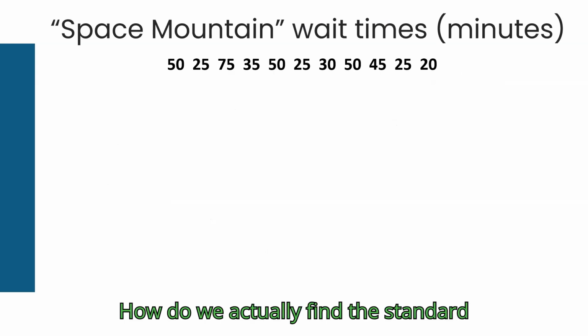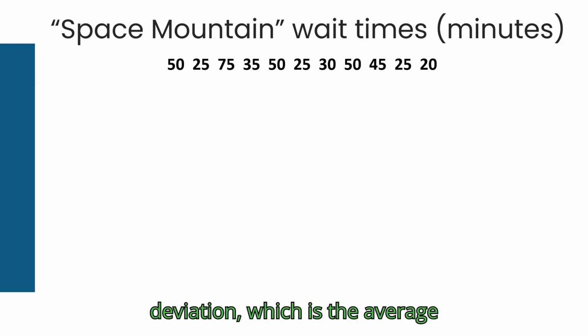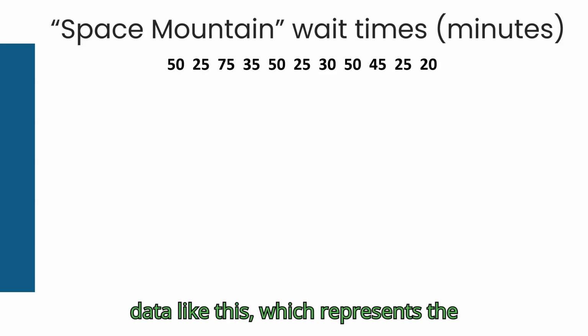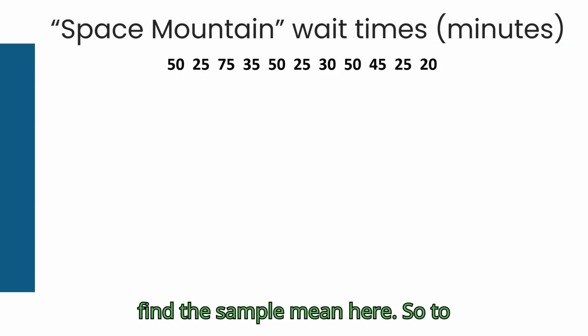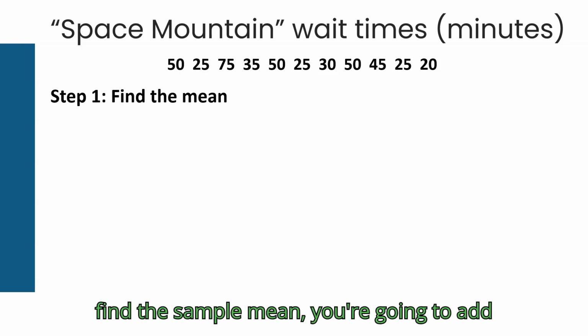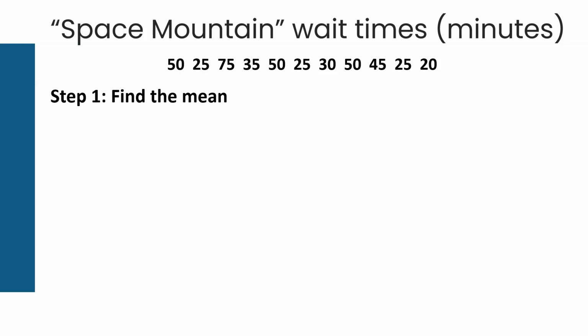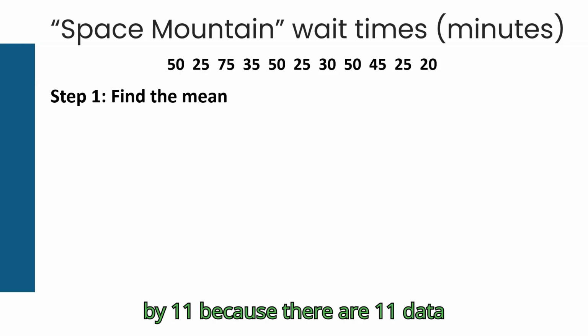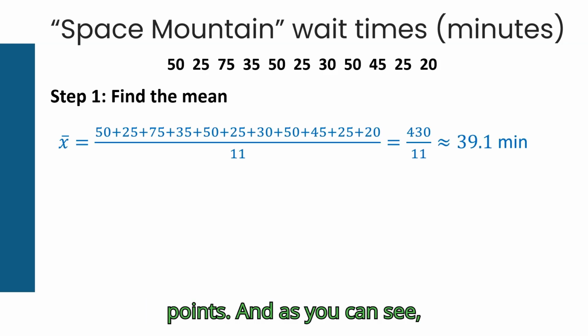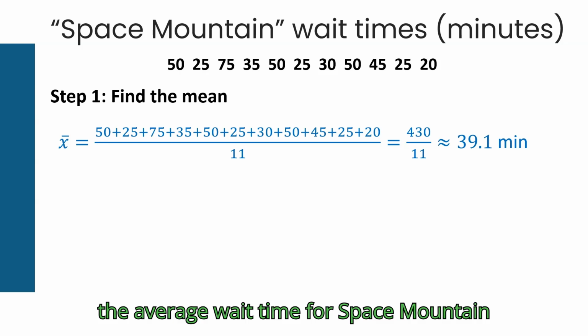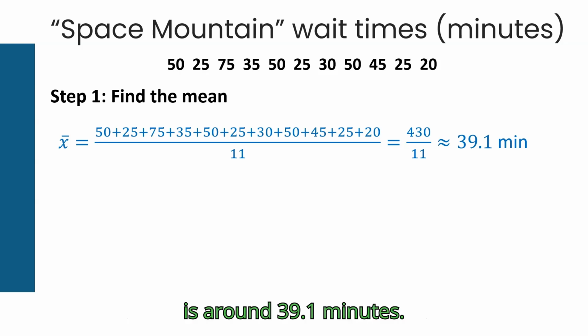How do we actually find the standard deviation, which is the average deviation of data points away from the mean, given a set of data like this, which represents the wait times in minutes for Space Mountain? The first step is to find the sample mean. To find the sample mean, you add all your data values and divide by 11 because there are 11 data points. As you can see, the average wait time for Space Mountain is around 39.1 minutes.